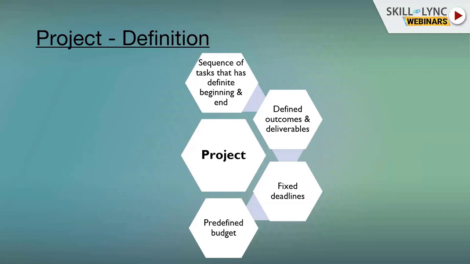So whenever we launch that particular product in the market, we go through various phases of the project, which we are going to talk about in the further slides. So if I talk about a project, you have seen in our slides also it is written that it has a sequence of tasks that has a definite beginning and end. It has defined outcomes and deliverables. It has fixed deadlines. It has a predefined budget.